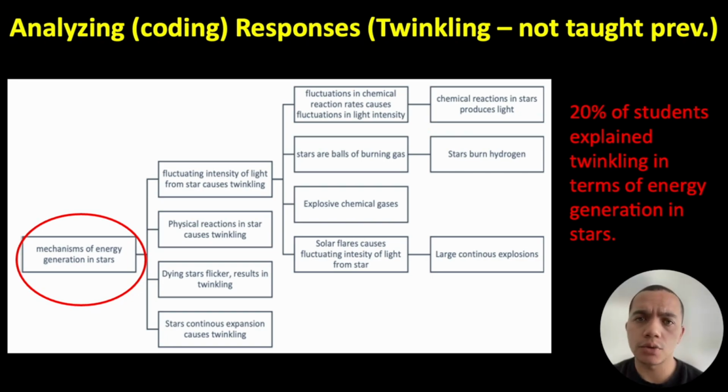Again, many ideas were identified in the student responses, and I was able to group similar ideas into larger idea categories. So here's an example. 20% of students explain twinkling in terms of the energy generation in stars, and you can even track a reasoning chain here. So some students said that these chemical reactions in stars produce light, and fluctuations in these chemical reactions cause fluctuation in the light intensity. This in turn we then perceive as twinkling.